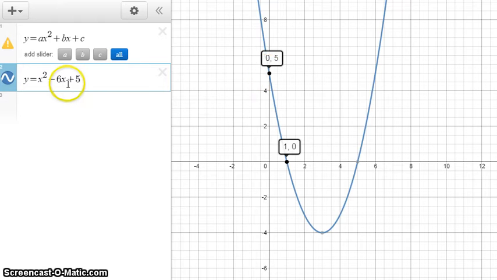And we also talked about when we have two x-intercepts, when we have one x-intercept, or when we have no x-intercept. That's when we have to look at the discriminant. We talked about that in class as well. If you're not sure, please talk to me and I'll help you out.